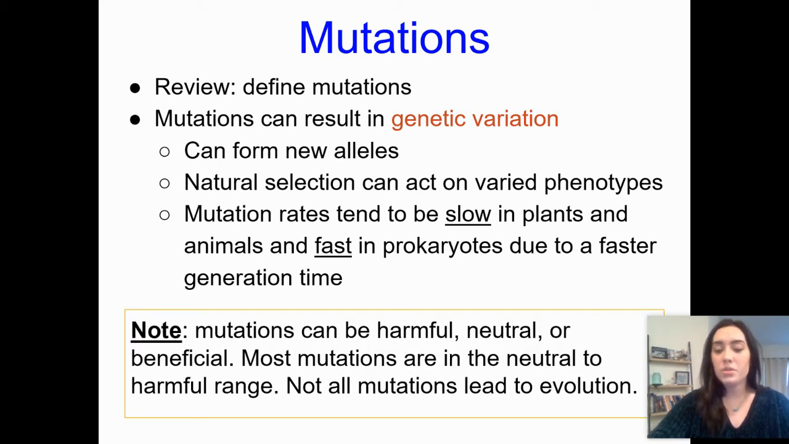So just as a note, usually there's a negative connotation when we talk about mutations, but in reality, without mutations, evolution wouldn't happen, period. So mutations can be harmful, neutral, or beneficial. Usually they're in the harmful to neutral categories, but when they are beneficial, that's how natural selection and evolution happen. Most of them are in the neutral or harmful range, and not all mutations will lead to evolution because they're not beneficial. But when they are beneficial, that is how natural selection occurs.